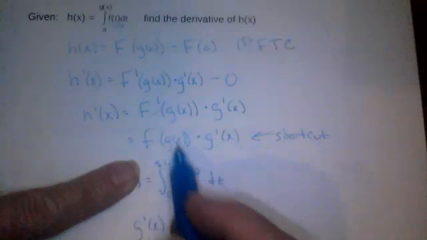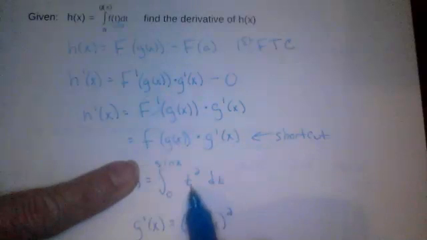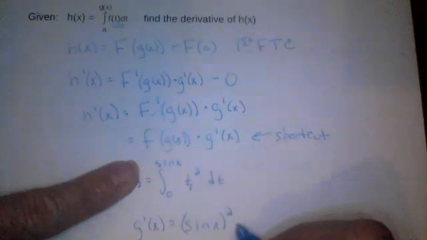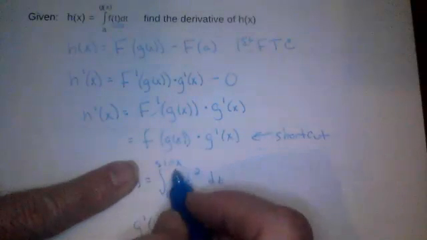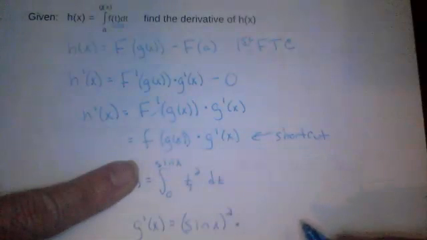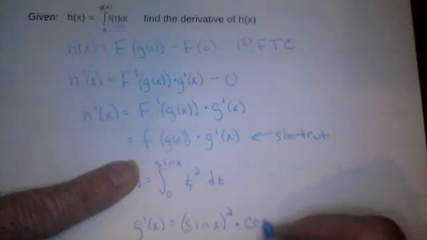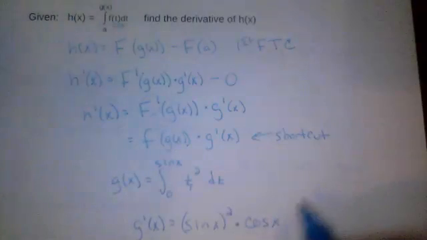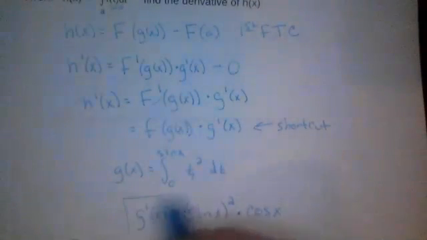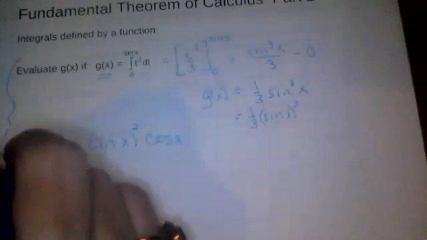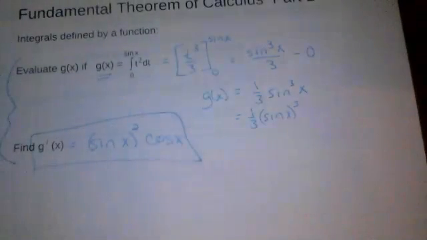So we just put g of x, this function, into our function inside, times the derivative of g, this top function. So the derivative of sine is cosine. And if you'll look, that's what we got up here at the top.